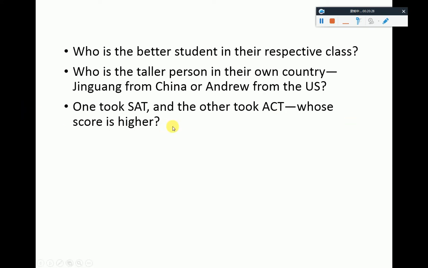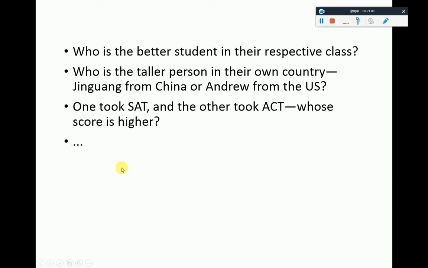Well, who scores higher? We can't compare these two scores directly because obviously they're different kinds of tests and their scores have different distributions, or are differently distributed, right? So again, we need to apply some additional procedure to all these cases to make students from different classes, people from different countries, and applicants taking different examinations comparable, right?